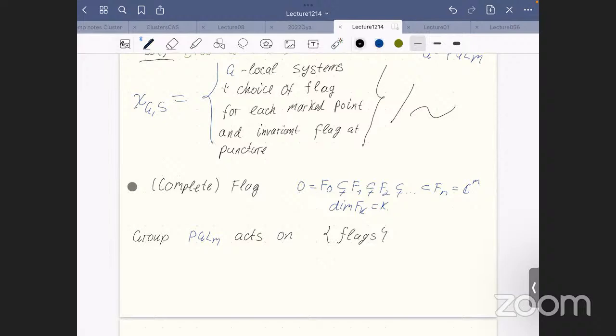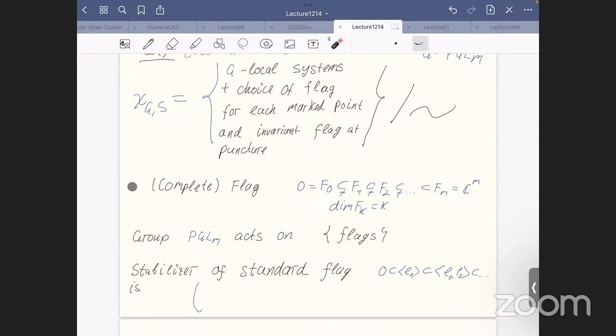If we take a standard flag, 0 embedded in the subspace generated by the first basic vector, then by two basic vectors, and so on, then its stabilizer is a subgroup of upper triangular matrices. They should preserve the first basic vector, so the first column should be something, 0, 0, 0. Then the second basic vector may go only to a linear combination of it and the first vector. So we have this form of the second column and so on. And this is the subgroup of triangular matrices, the Borel subgroup.